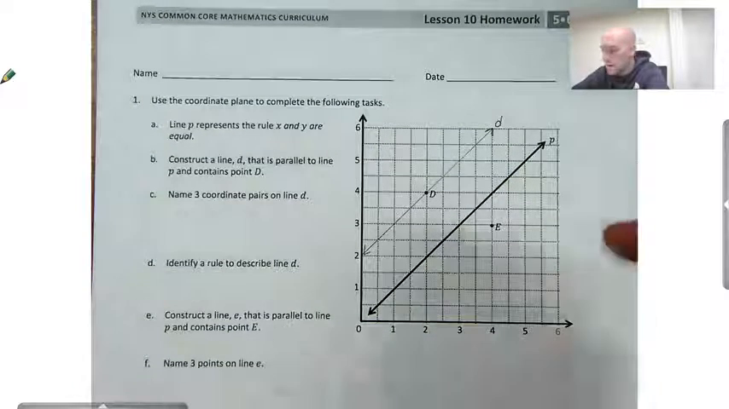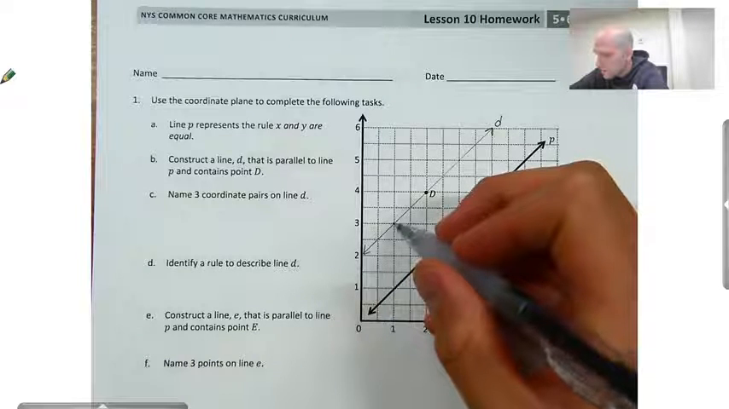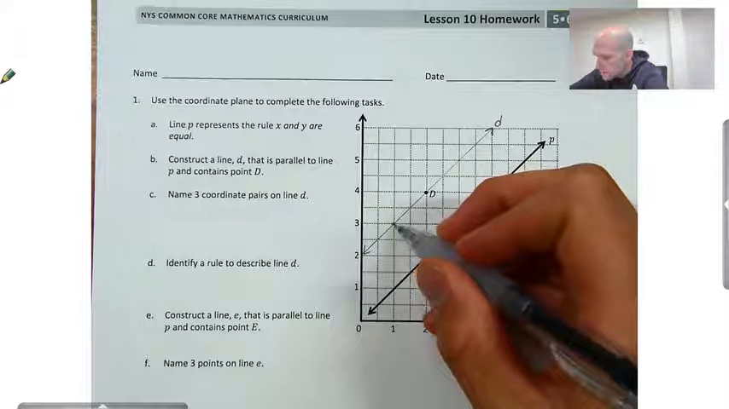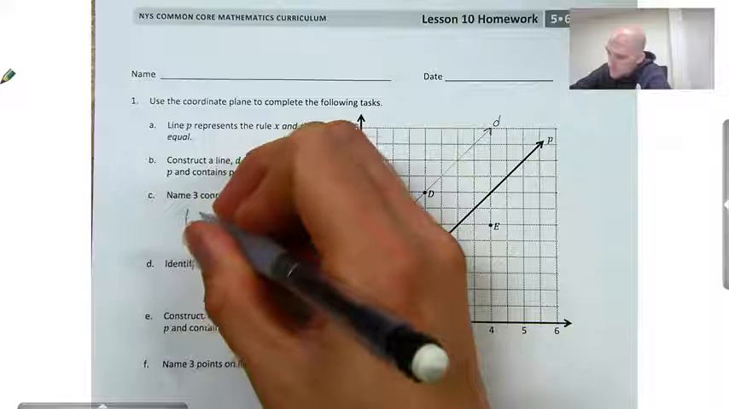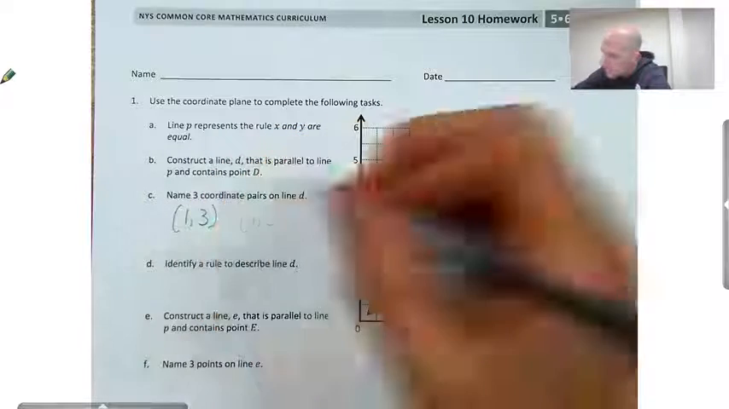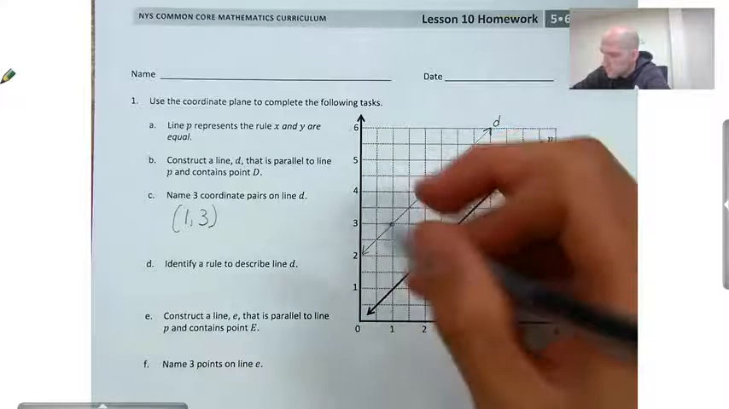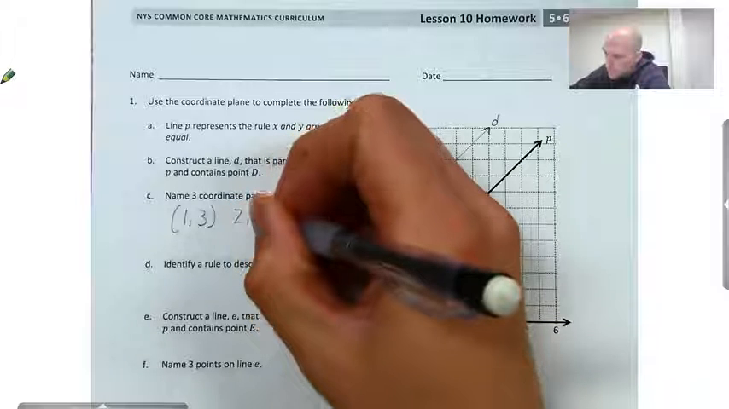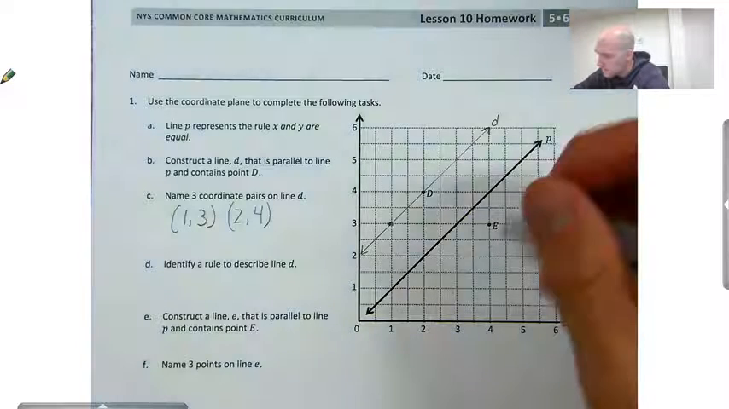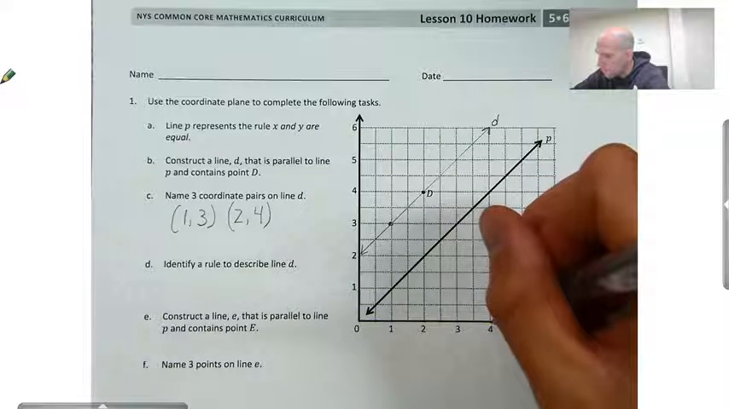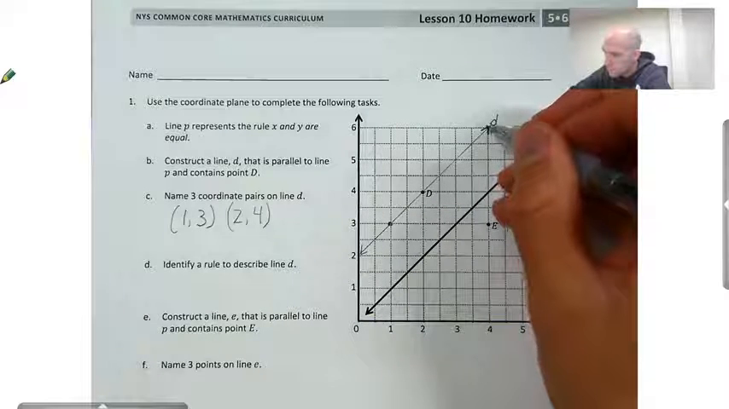Name 3 coordinate pairs on line D. And we can kind of just look here. We can go to 1, and it looks like we have 1, 3. So we'll name that first one 1, 3. We'll use point D as one of the points because that's also here. We have 2, 4. And then let's go up here to 4. 4, 6, right at the point of the line up here, right where the arrow is.